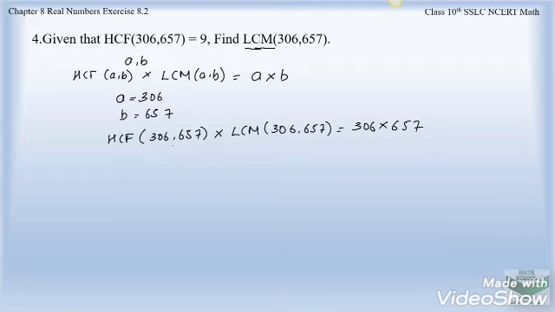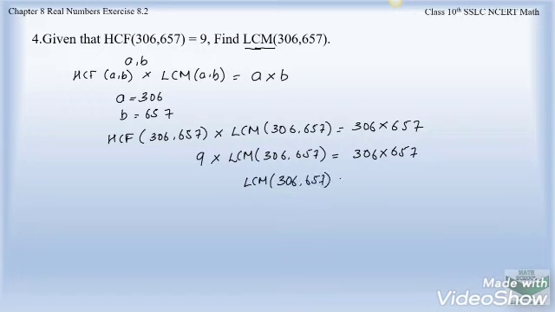We already know the HCF of 306 and 657, that is equal to 9, into LCM of 306 comma 657 is equal to, again, 306 into 657. So let us simplify and find out the LCM here. LCM is equal to 306 into 657 divided by 9. So let us divide here, cancel out.